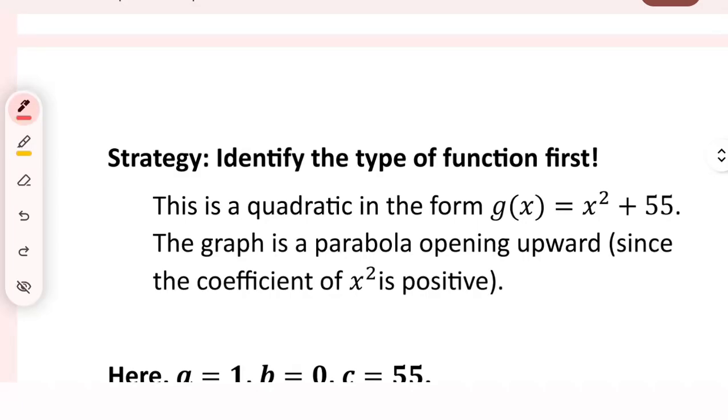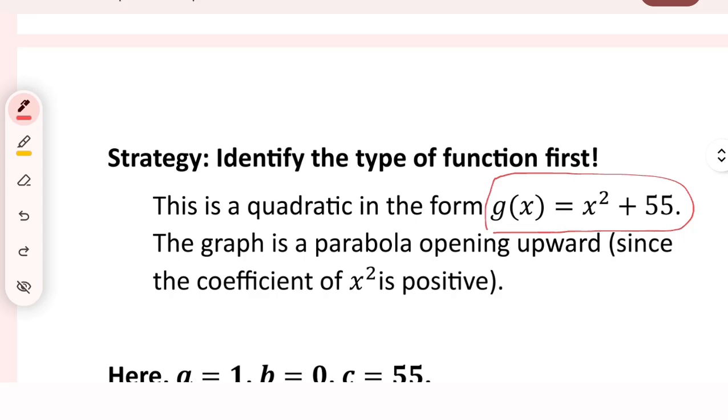It is actually a quadratic function, because this one is x squared plus 55. You know what a quadratic is? When the highest power of the exponent is 2, then it is a quadratic equation. It cannot be to the power of 3. It could not be to the power of 4. So when the highest power of the exponent is 2, that means it is quadratic.